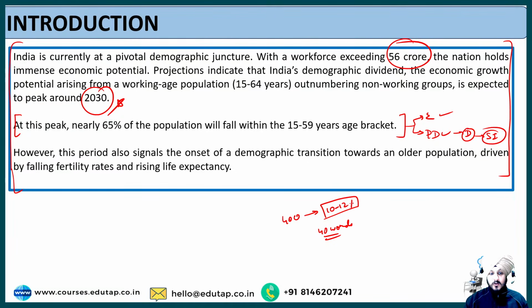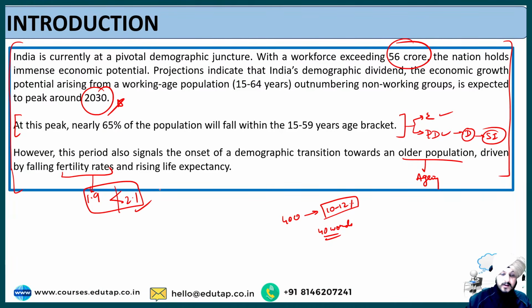However, this period also signals the onset of a demographic transition towards an older population, which means the aging population, driven by falling fertility rates. You would be knowing the current fertility rate in India, right? A few months back only I was reading it, and it is 1.9. And what is the replacement rate? Replacement rate is 2.1. So we can see that the fertility rate is below the replacement rate, which is something I would say not a good sign when it comes to population stability in a country. So we can see falling fertility rates and rising life expectancy. So how we are going to manage that?